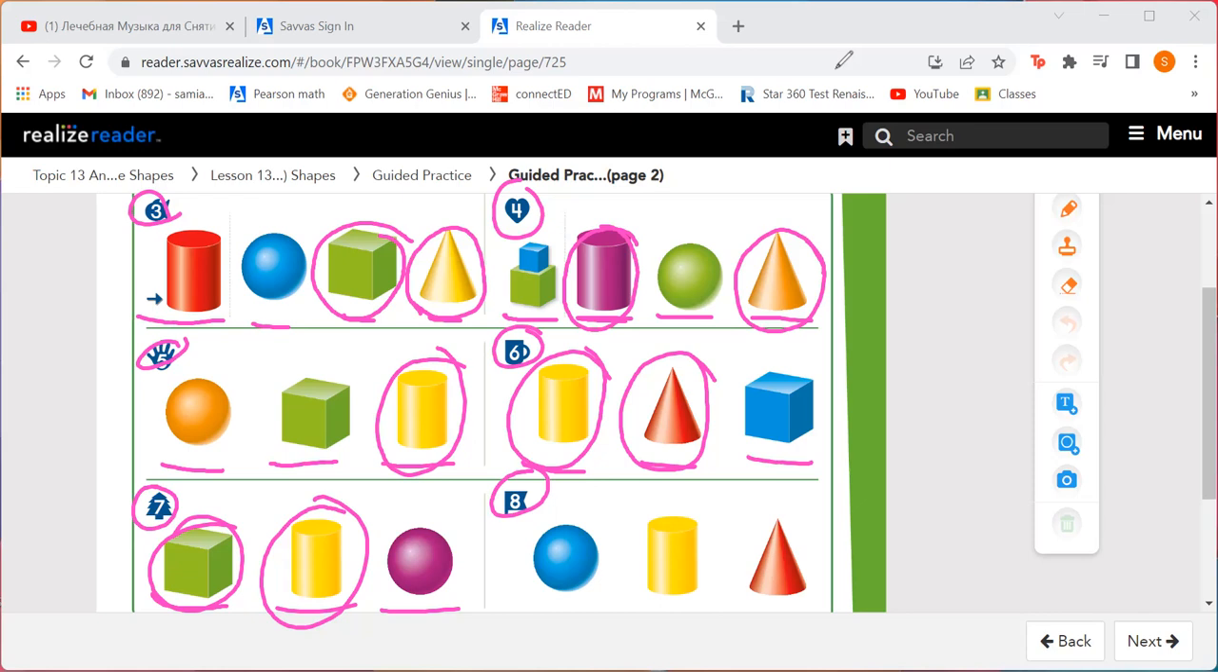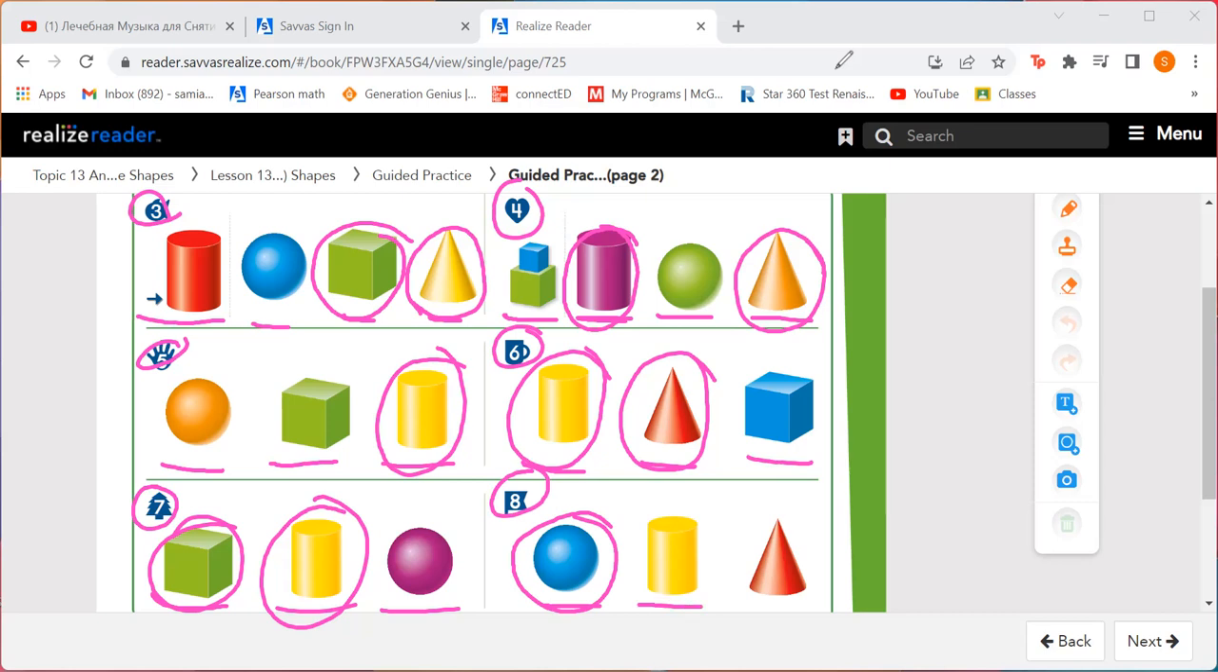So we're looking for the figure that doesn't stack or slide. So let's look at the first one here. Can we stack that sphere? No. Can we slide it? No, I don't see any flat sides or surfaces. So we cannot stack or slide a sphere. So I'm going to circle that sphere.